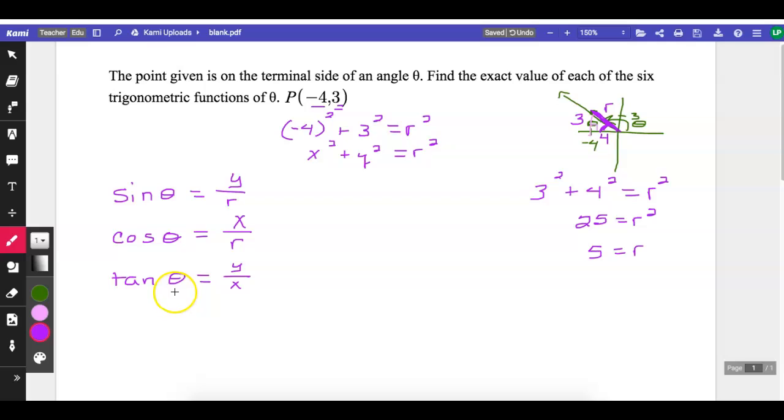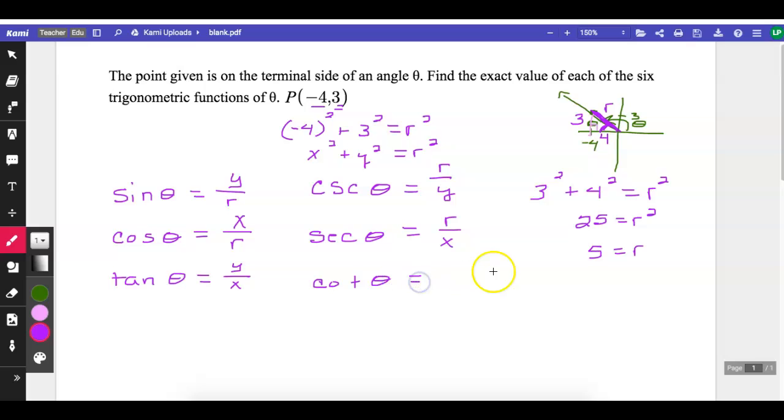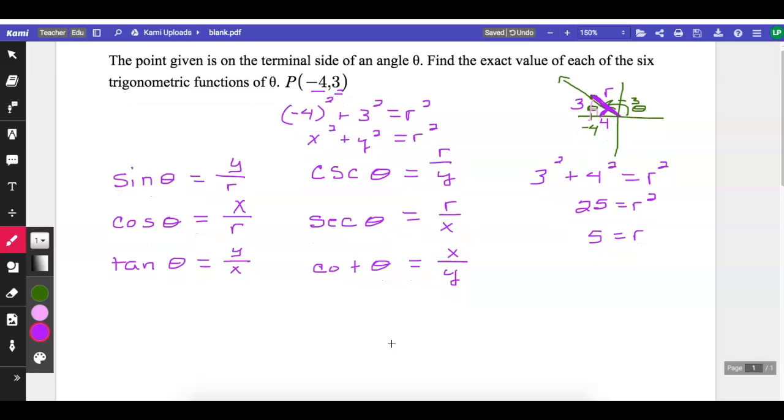The other trig functions are the reciprocals of the sine, the cosine, and the tangent. So we have the cosecant of theta, which is the reciprocal of the sine, so it's r over y. The secant of theta is the reciprocal of the cosine, so it's r over x. And the cotangent of theta is the reciprocal of the tangent, so it's x over y. So now we have the formulas for all 6. We also have a formula for how to find r, so we're going to go ahead and finish this.